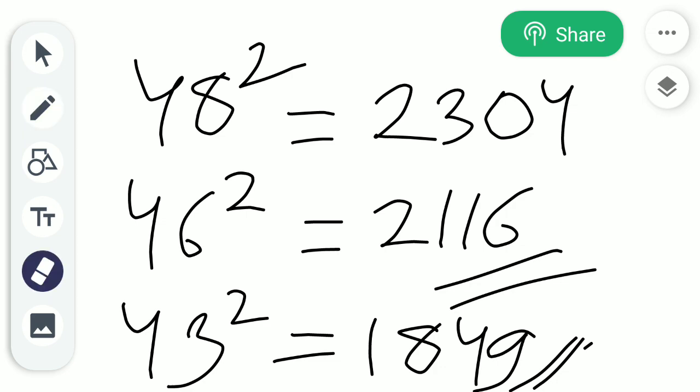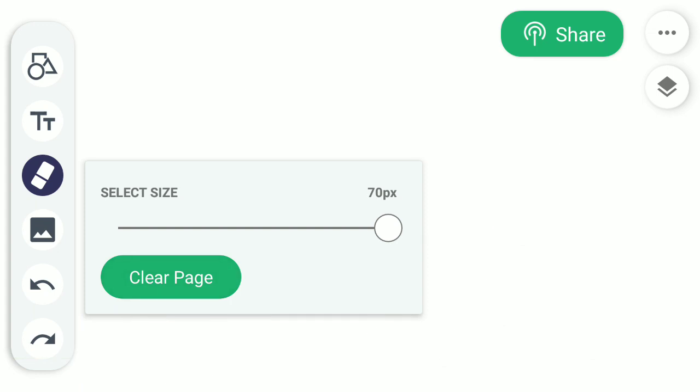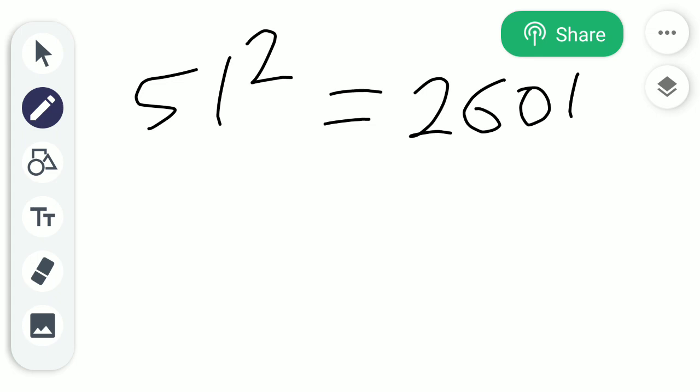All these numbers are less than 50. Now we will find the squares of numbers which are greater than 50. Let's take 51. This is 1 greater than 50. So the method is, now we add 1 to 25, which is 26, and the square of 1 is 01. So it is 2601.